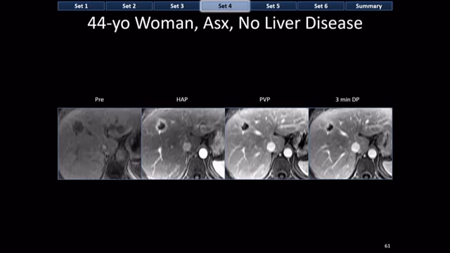Here's a 44-year-old woman. She's asymptomatic, no liver disease, and she has a lesion in the liver that in the arterial phase shows thin rim enhancement. That rim enhancement gradually fades to become iso-intense to liver by 3 minutes. Notice that there's a central area of necrosis that never fills in at all, not even at 3 minutes. So this is the mass. The patient is asymptomatic. What could this be?